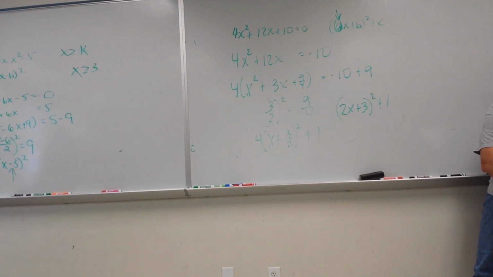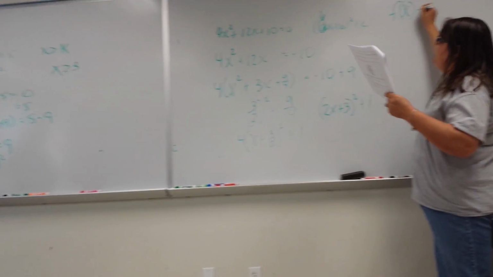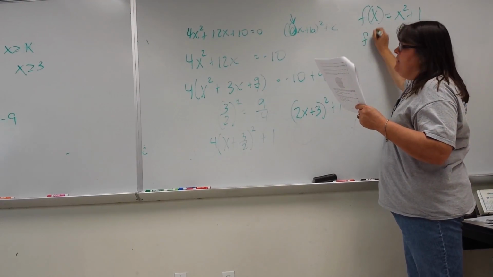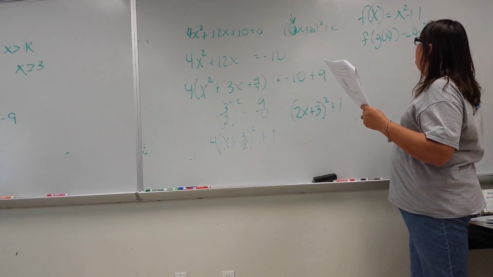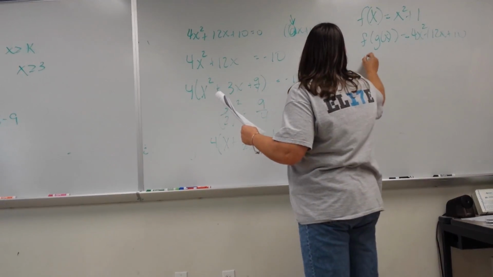Okay, so that was the first part. Wait, what was the question? It says express that in terms of that. Okay, so that was 3 points. The next one says functions f and g are both defined for x is bigger than 0. It is given that f of x equals x squared plus 1, and f of g of x equals 4x squared plus 12x plus 10. And then it says find g of x.